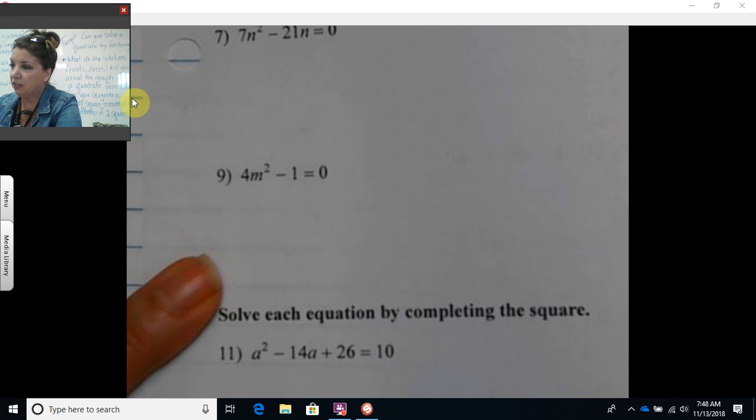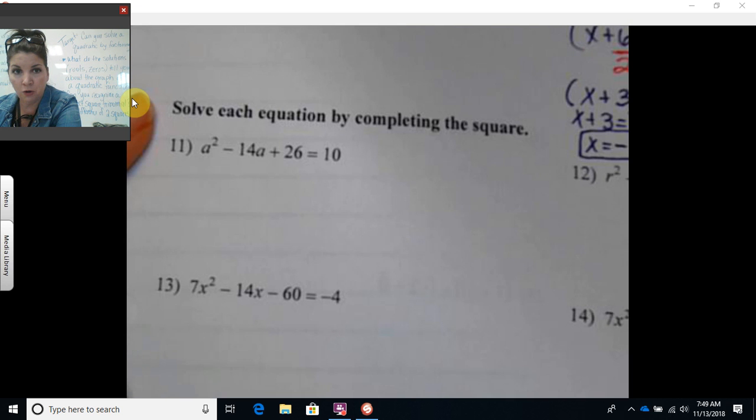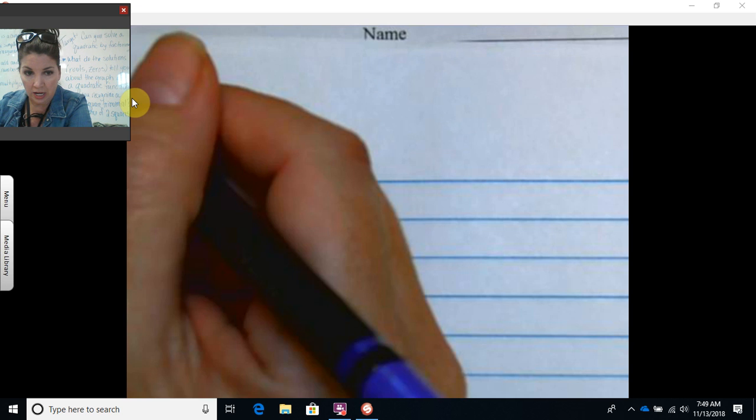All right, 11 through 14, you are solving by completing the square. We just did that for homework. I will do one of them for you, though. I'm going to have to use a separate sheet of paper because there's no way I'm going to get all that on that tiny little spot. So I'll do number 11.